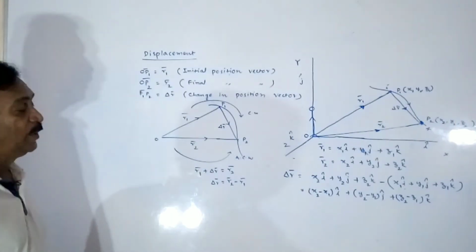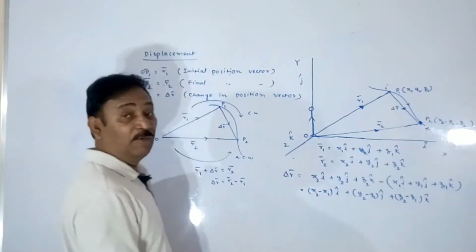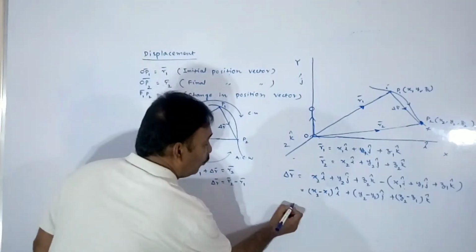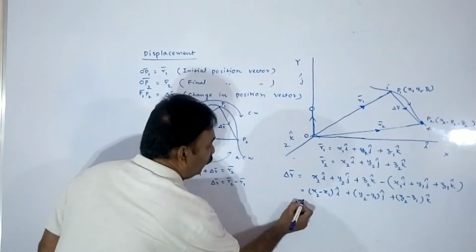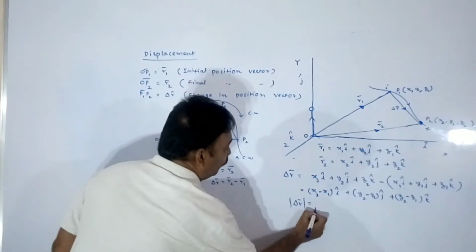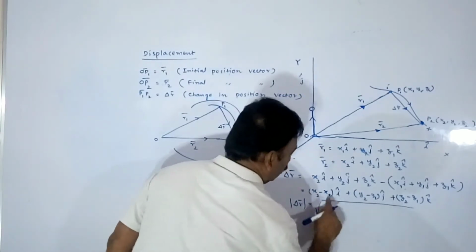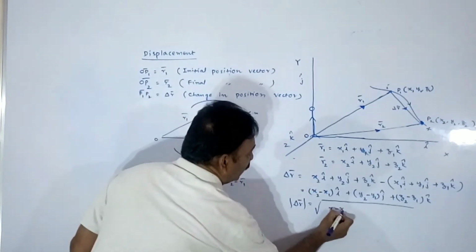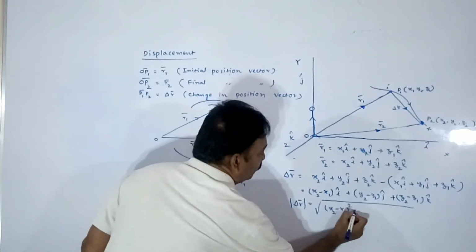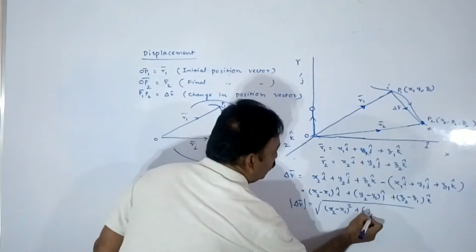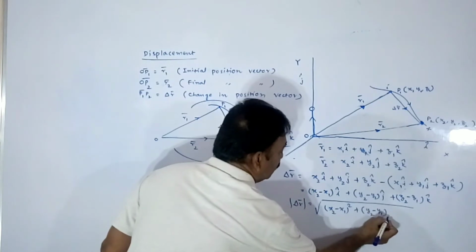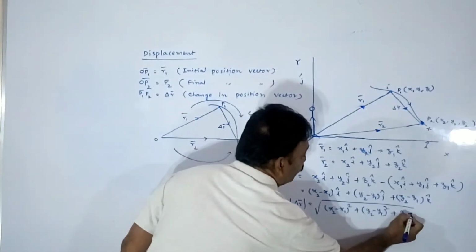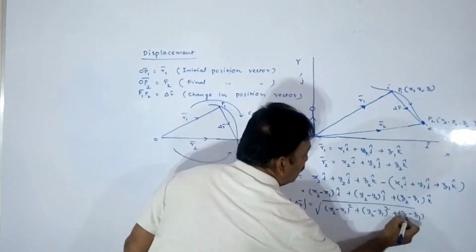It is the displacement of the position vector, and we need to find the magnitude. It is simple. The magnitude of delta R, watch it carefully, is the square root of x2 minus x1 whole square plus y2 minus y1 whole square plus z2 minus z1 whole square.